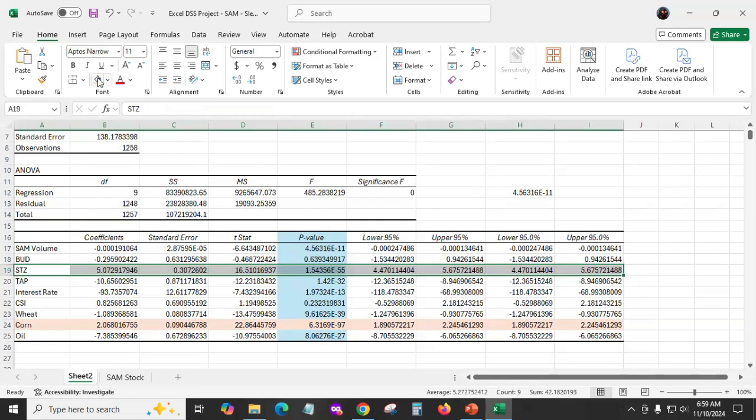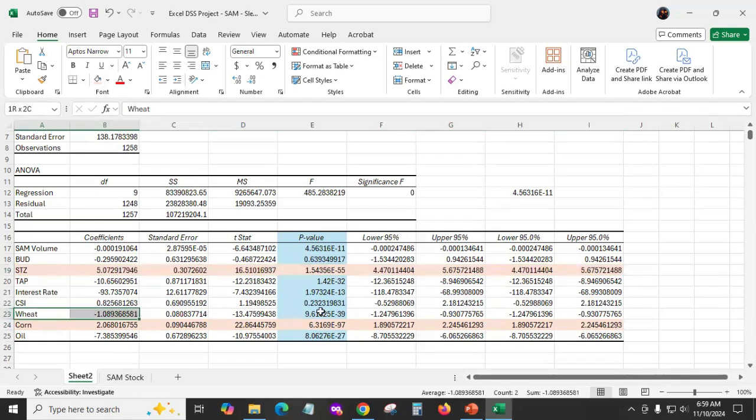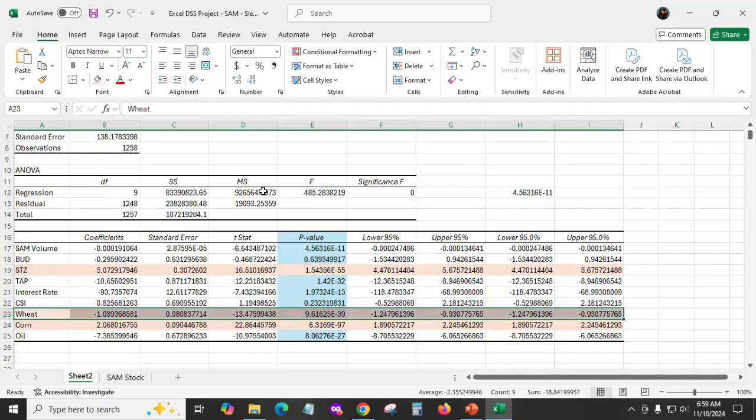Constellation, I believe that was the name of the company. All right, because that's E negative 55. So there are 55 zeros. Another one here would be wheat. Okay, so that has a very strong likelihood that there is a significant relationship between the variables here and the price of the Sam Adams stock.